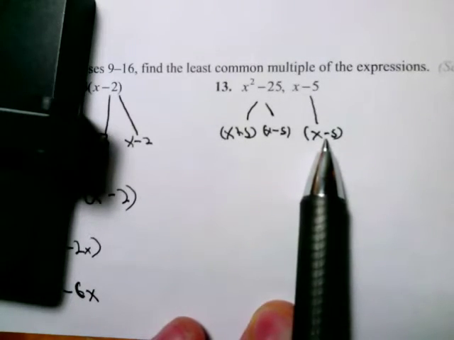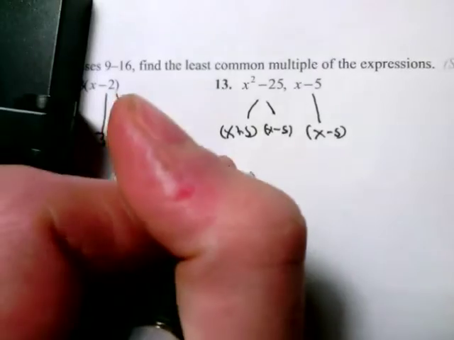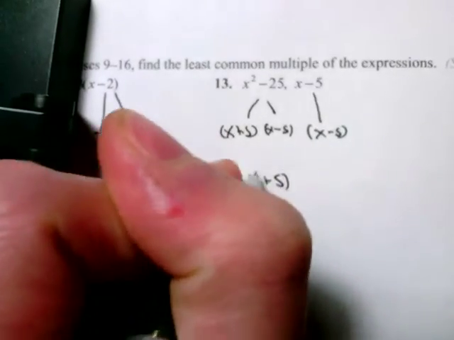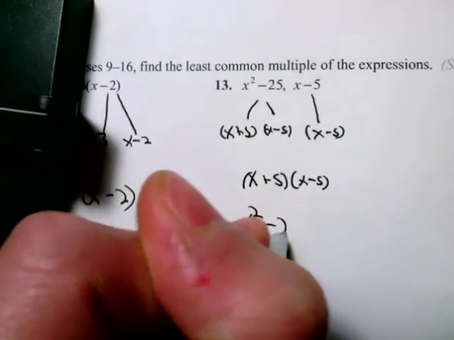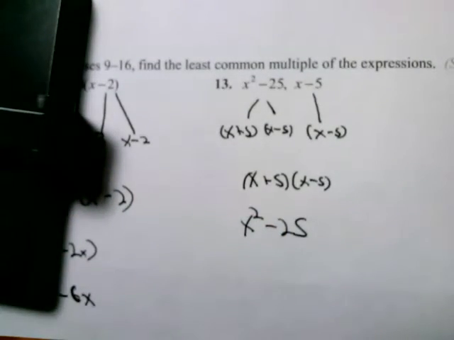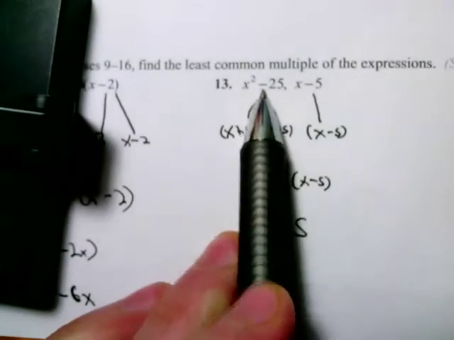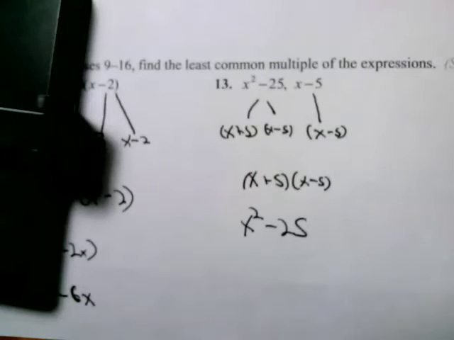So we don't do repeating things. So the least common multiple is x plus 5 times x minus 5, which ends up being x squared minus 25. So the least common multiple ended up just being this. And that'll happen sometimes. Sometimes in life.